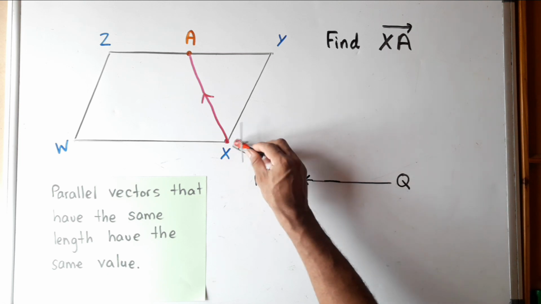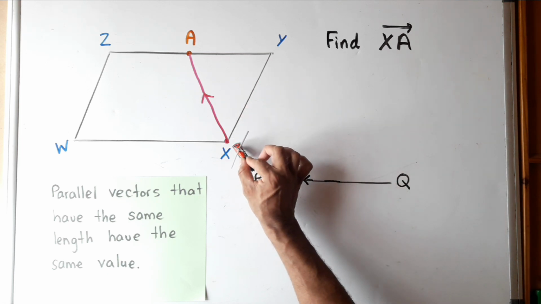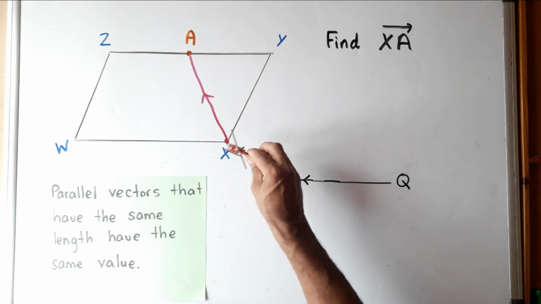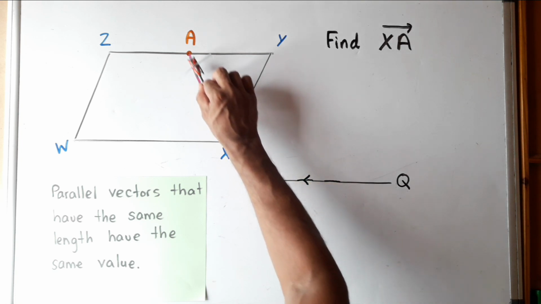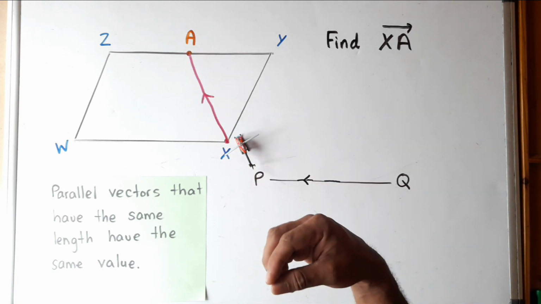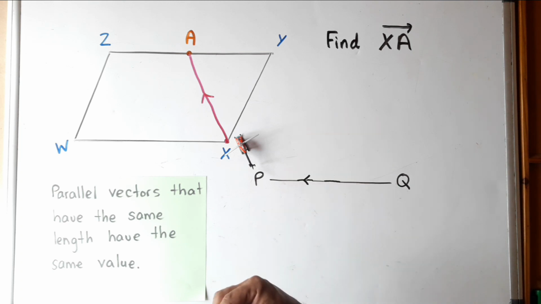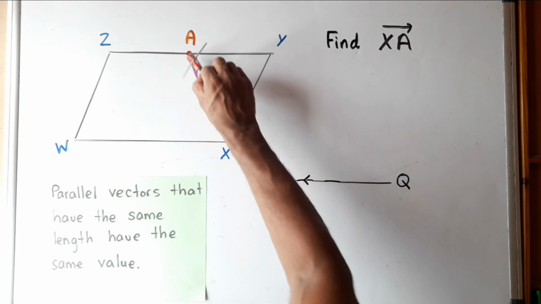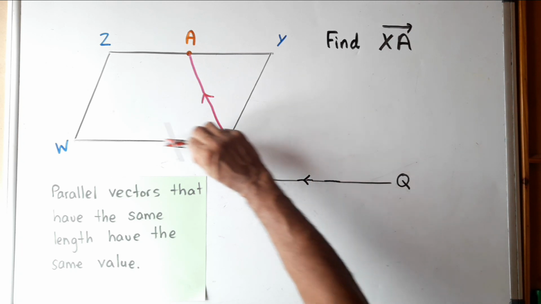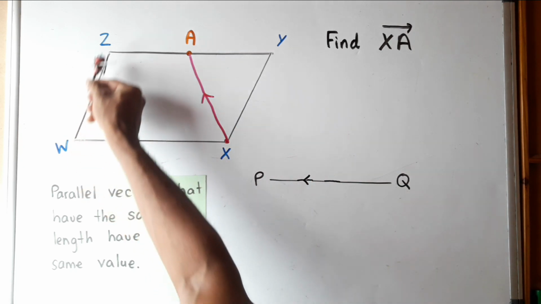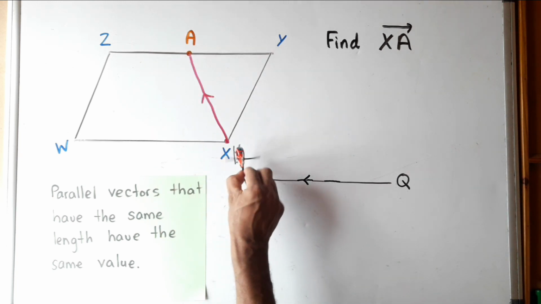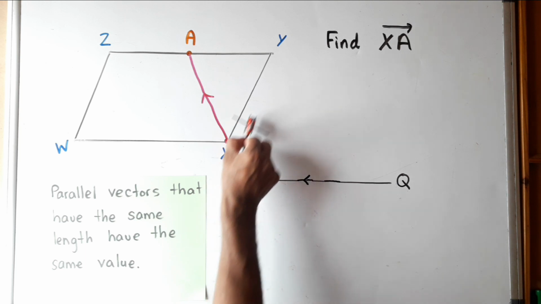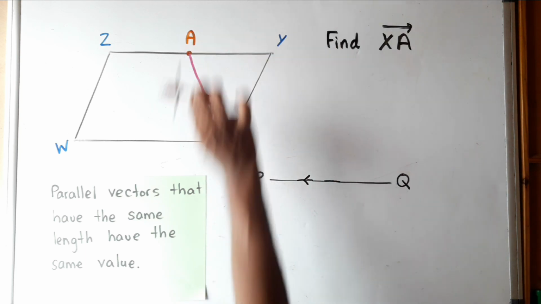How can we walk? Let's say we have this helicopter here and we want to go from X to A. There are many different ways we can go from X to A. We can fly along this line here, but usually in vectors, you're not allowed to go along the easiest path. So what's another way we can go from X to A? Well, we can go from X to W, W to Z, and Z to A. That would definitely take us from X to A. What's another way we can fly from X to A? We can simply go from X to Y and Y to A.